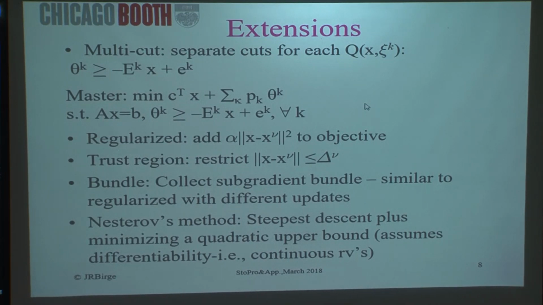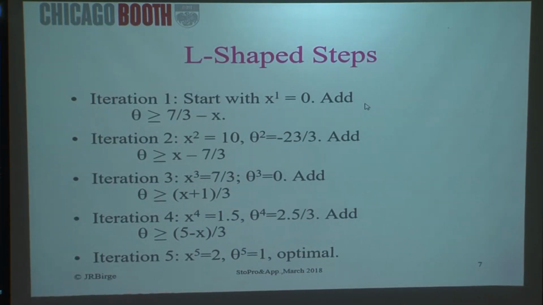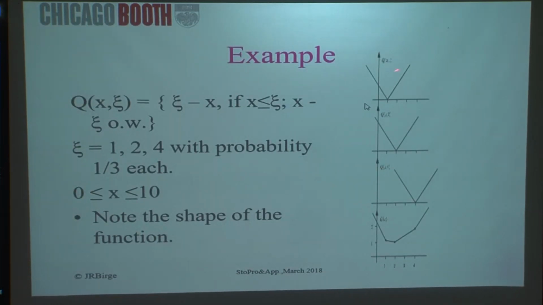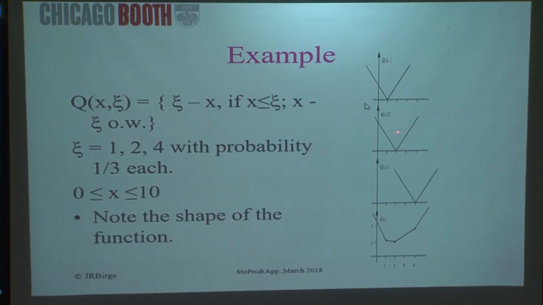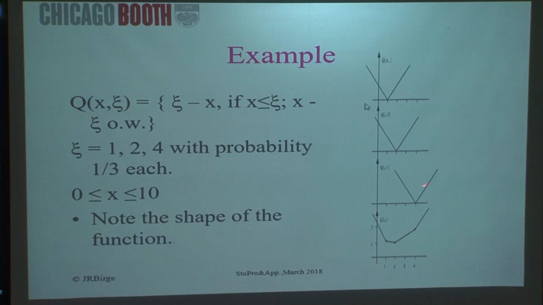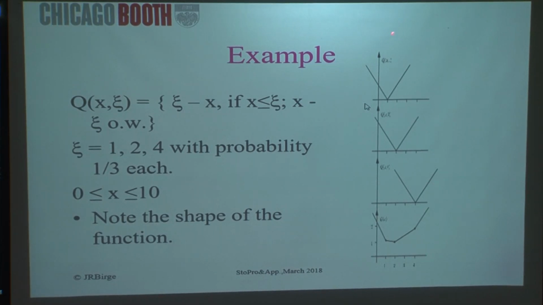And what you can see, if I go back to this example, if I did this for this example, if I had a separate theta for this, a separate theta for that, and a separate theta for the bottom one, on the first iteration, I'm at 0. I'd put in this one, this line, and this line.